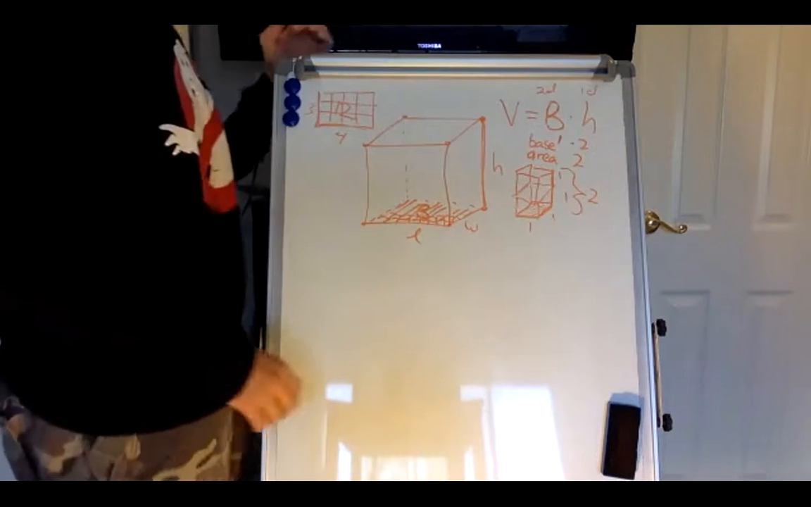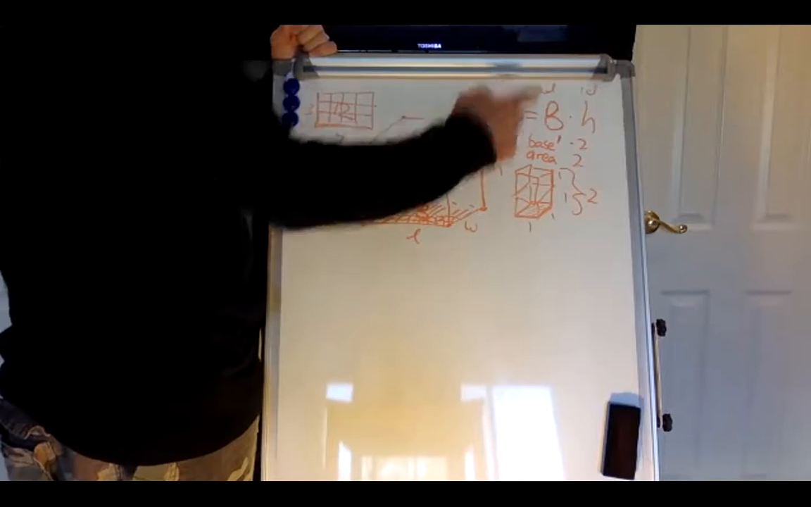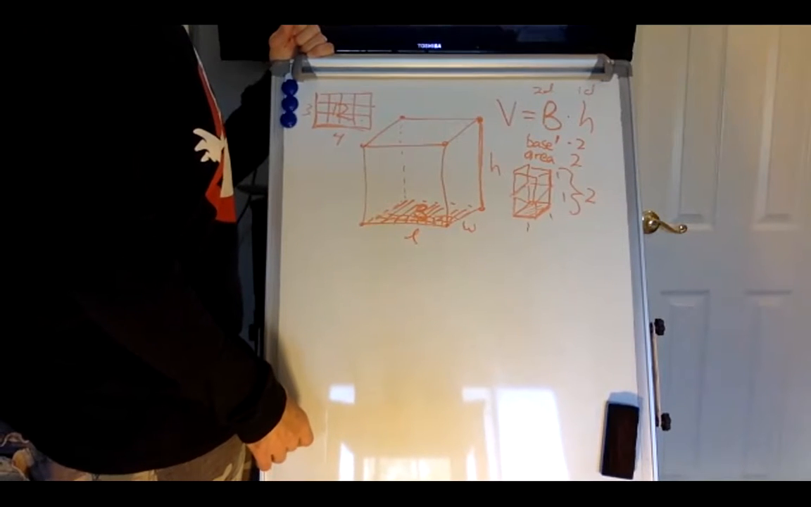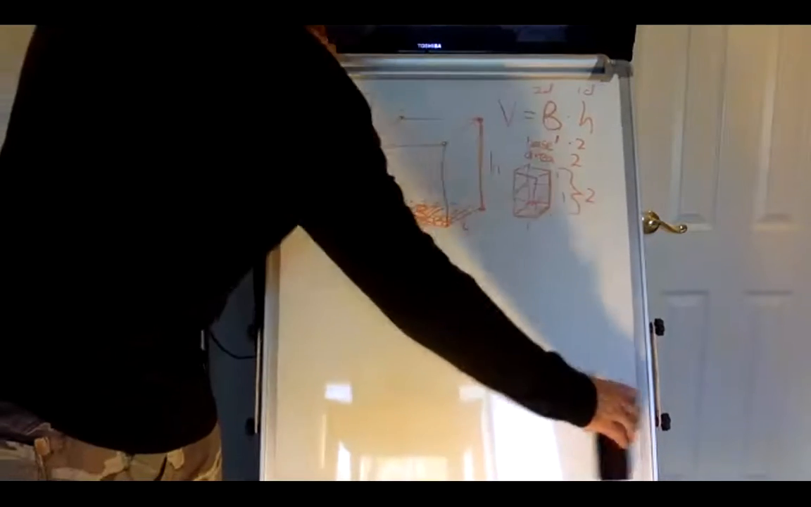So all you have to do for a formula is just this one formula. Area of base times height is all you need to know. And then you can do it for any 2 base polyhedron.